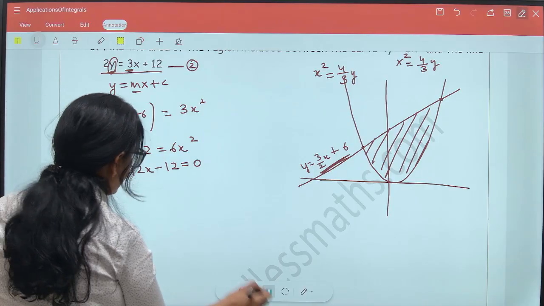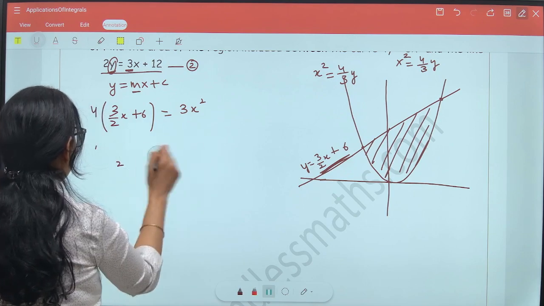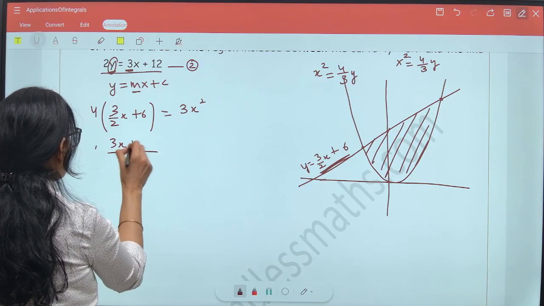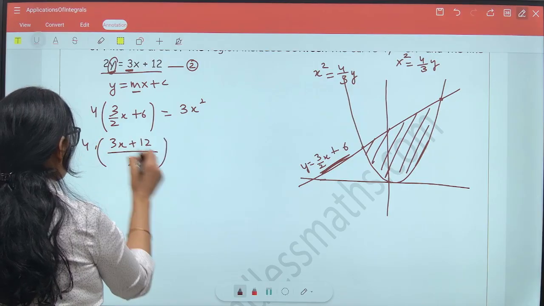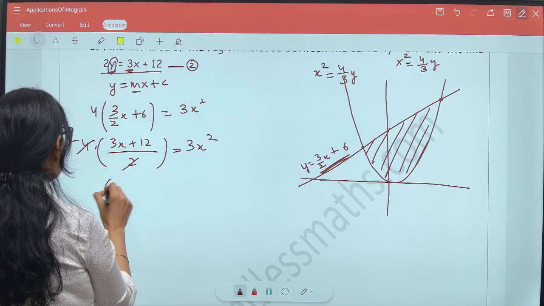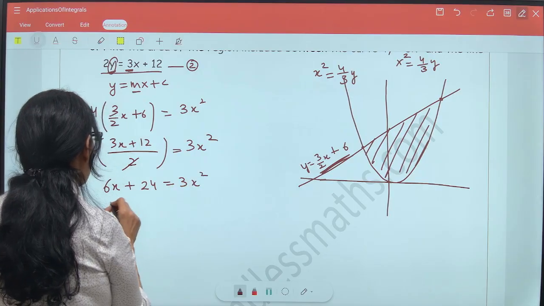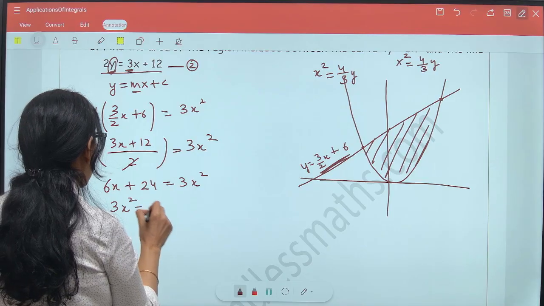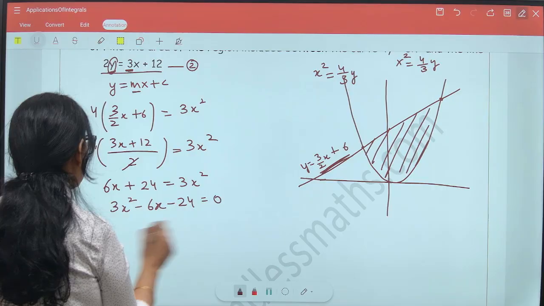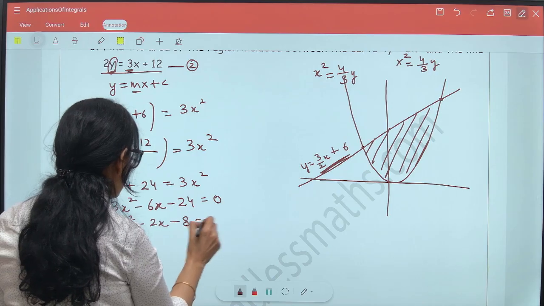So first we need to take the LCM. So let's take the LCM and then simplify this again. So take the LCM, this is 3x plus 6 2s are 12 and you have 4 outside, you can cancel this with 2, this becomes 3x square, so it is 6x plus 12 2s are 24 equals 3x square. So now this becomes 3x square minus 6x minus 24 equals 0. Divide this entire equation by 3, it is x square minus 2x minus 8 equals 0.